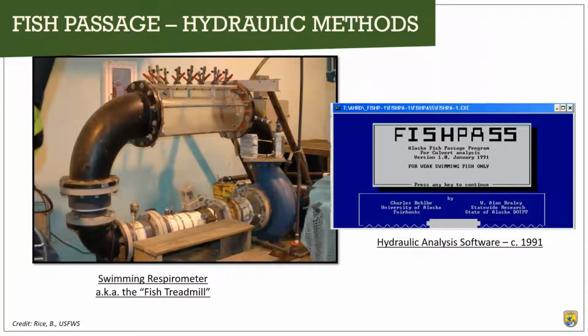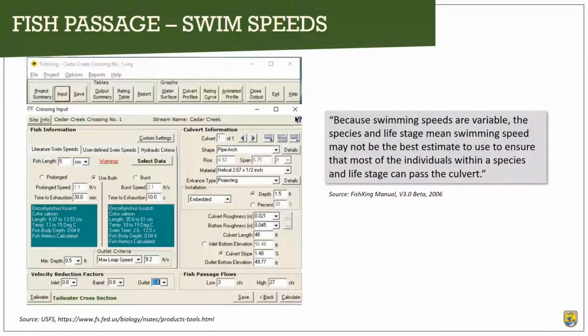So we started to understand these problems, and about 35 years ago, engineers and biologists teamed up to solve the problem. They came up with this laboratory method of measuring fish swimming abilities and some software to compare those abilities to the velocity in the culvert. Fish Pass is one of the versions of that software that was developed about 1991. Another version of software where we can look at the ability of fish to swim through a culvert and compare that to our hydrologic flood predictions is Fish Crossing.